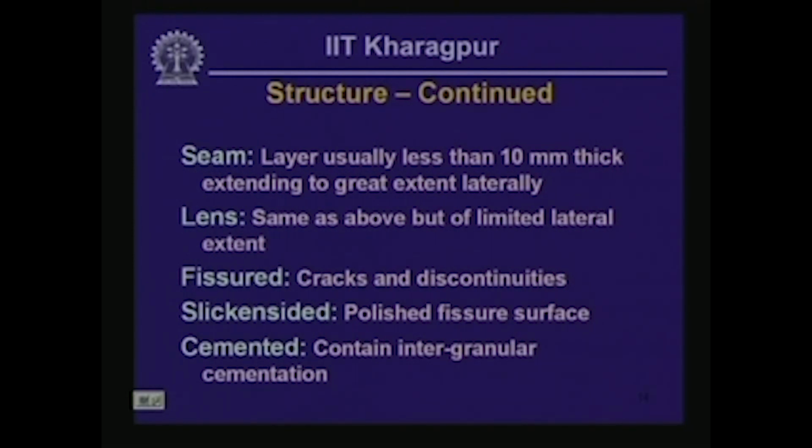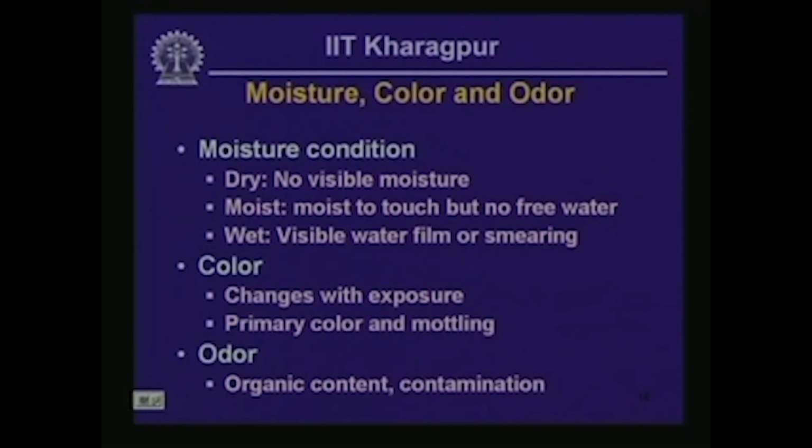Then there could be fissures or cracks or discontinuities within the mass of soil. There could be slickensides. Slickensides are essentially joints or fissures again, but the surfaces of these fissures are very highly polished, they are very slippery. The soil can be cemented, which means there are intergranular cementing agents between individual particles.